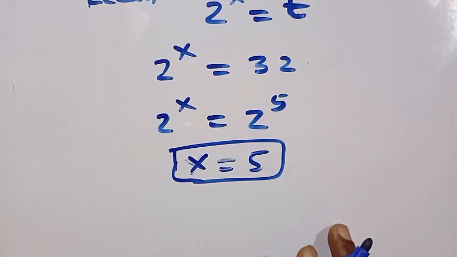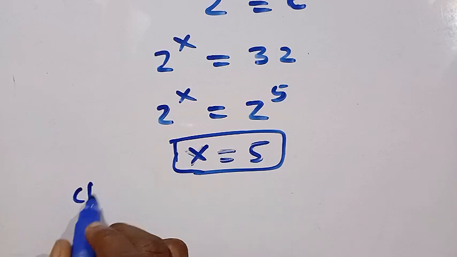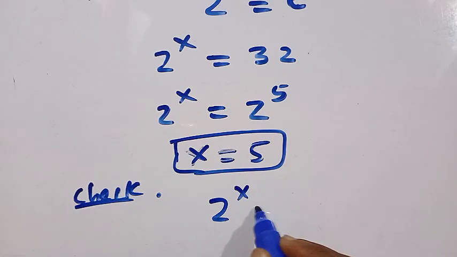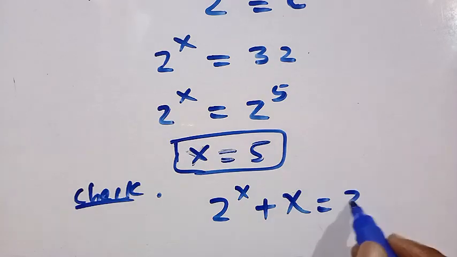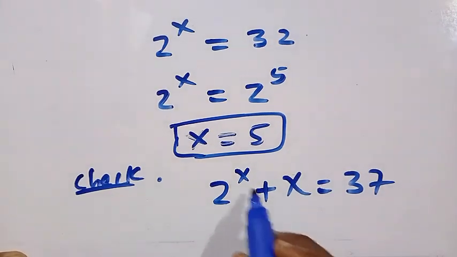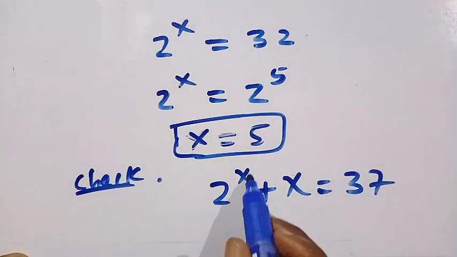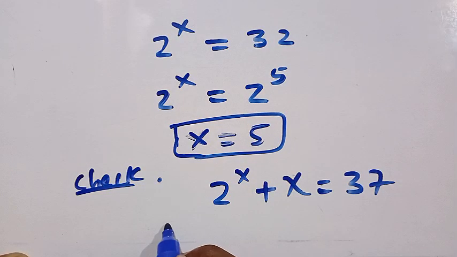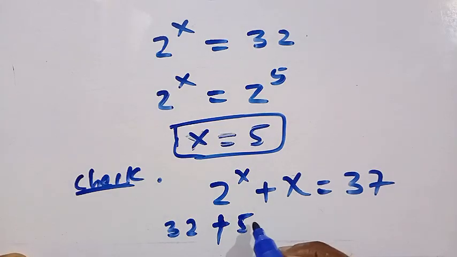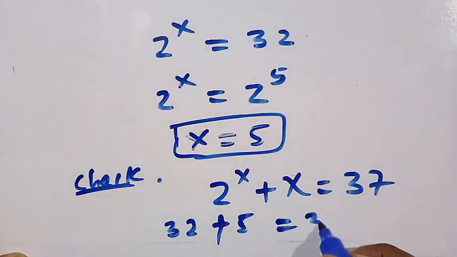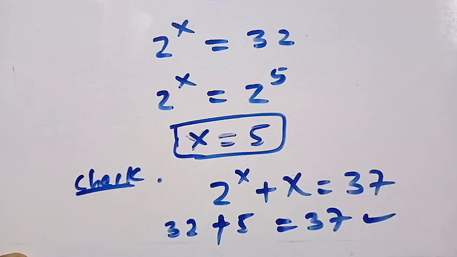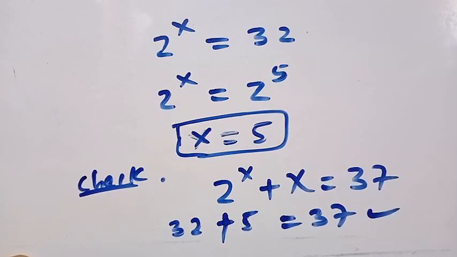Let's verify. Given that 2^x + x = 37, let's replace x with 5. We have 2^5, which gives us 32, plus x, which is 5. So 32 + 5 gives us 37, which shows that x = 5 is the real solution to this problem.